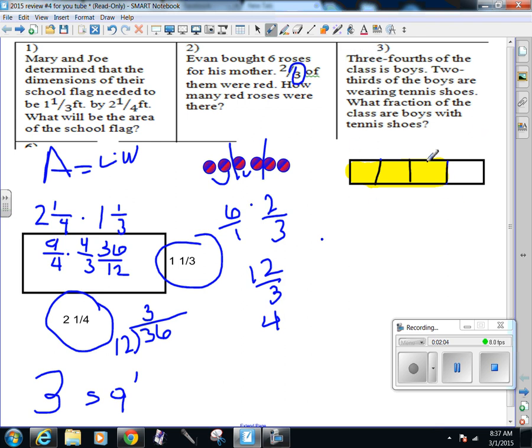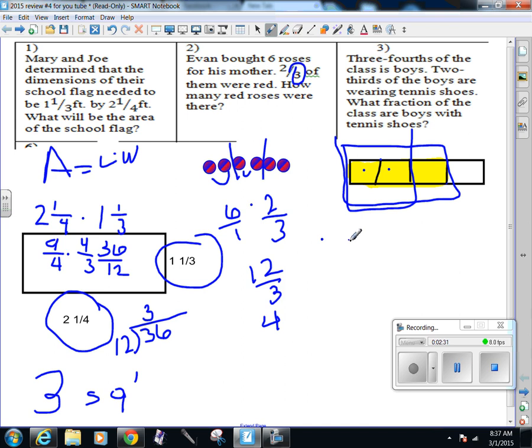Okay, and this last one on this page, it says 3/4 of the class is boys. So I drew the class and I colored in 3/4 of it. And then it said 2/3 of the boys. So if I look here, these are the boys here, the yellow rather. And 2/3 of those, so 1, 2, 3. So 2/3 of this group and this group. Well, these are the kids who are wearing tennis shoes. If I look at the whole model, I see that it's 1, 2 out of 4. So half of the class is wearing tennis shoes.